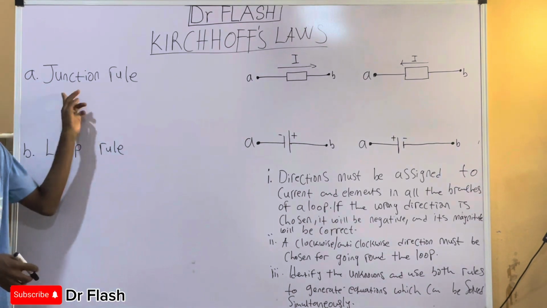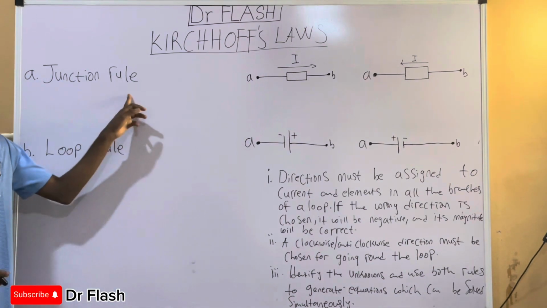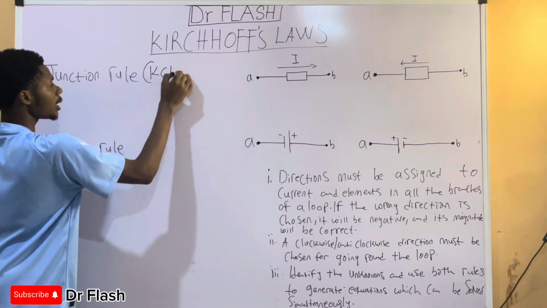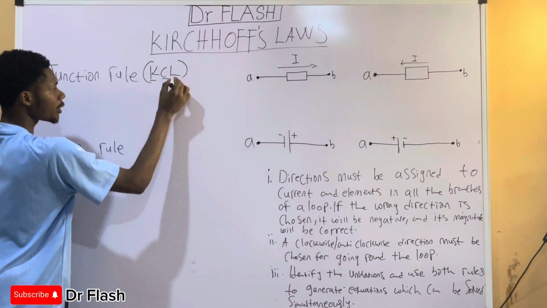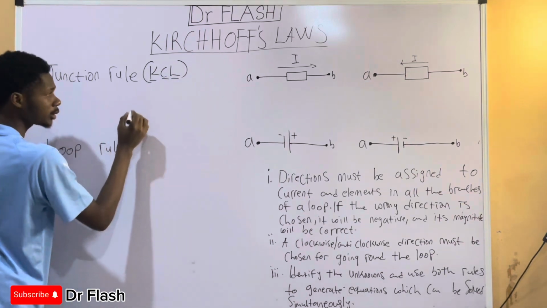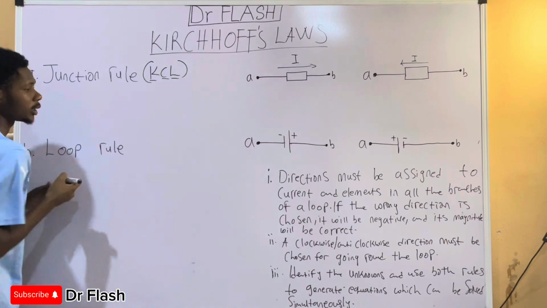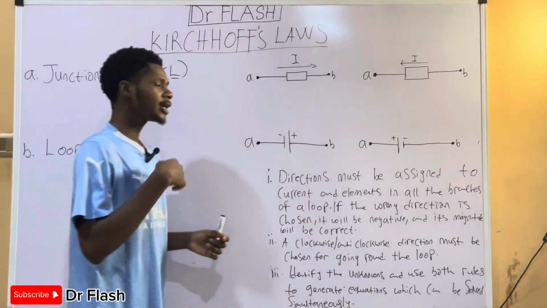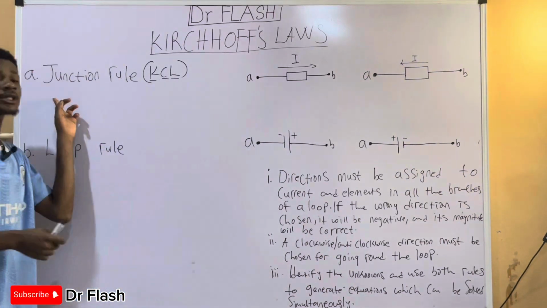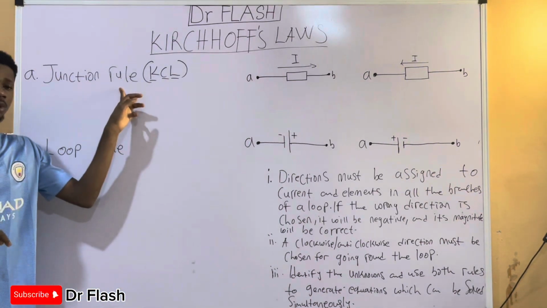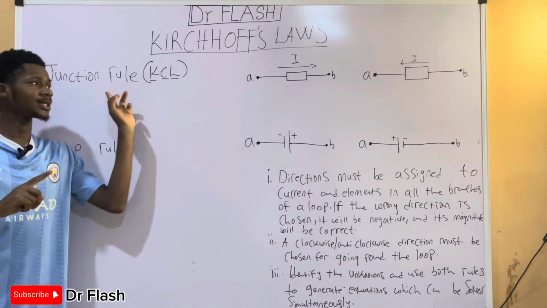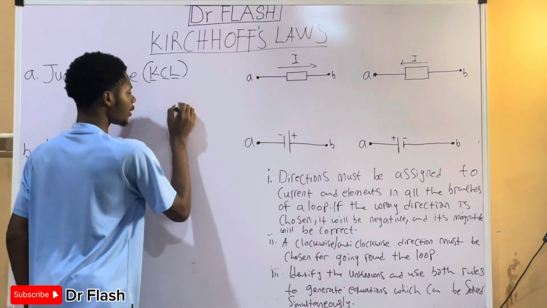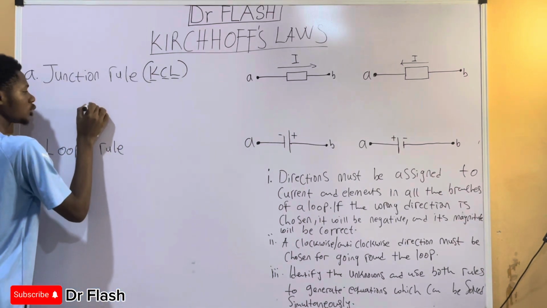Now, the first law here is the junction rule. This junction rule is also called the KCL, that is the Kirchhoff current law. The Kirchhoff current law is also what we call the junction rule. What does it state? It states that the total current that is entering a junction is equal to the total current that is coming out of that junction. Example, let's say we are having a junction.